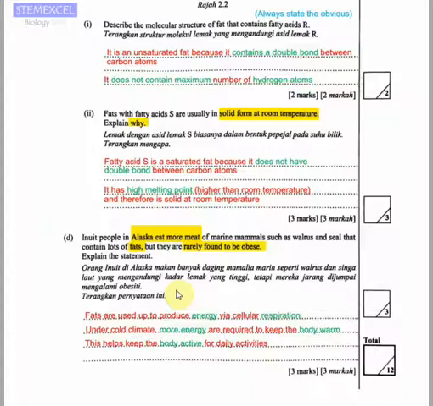Point number 1 would be the fats are used up to produce energy via cellular respiration. Under a cold climate, they require more energy to keep the body warm. And these fats are also required to keep the body active for their daily activity. So it has to do with more energy being required. That's the key idea behind this. So more energy is required under a colder climate.